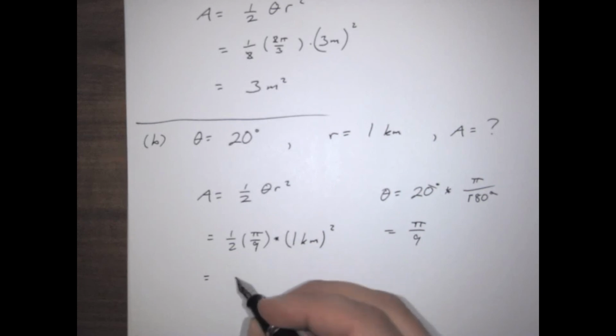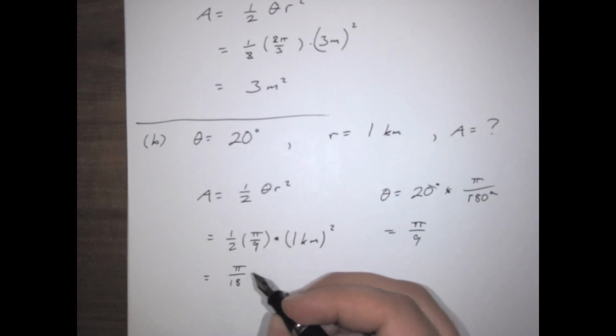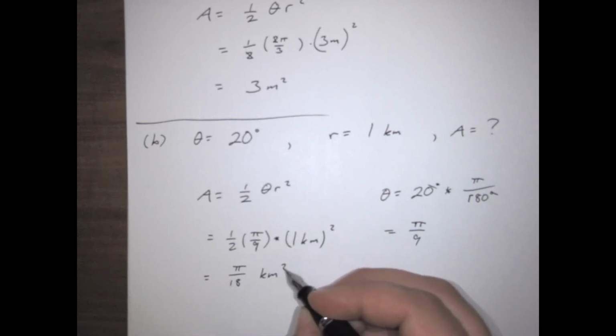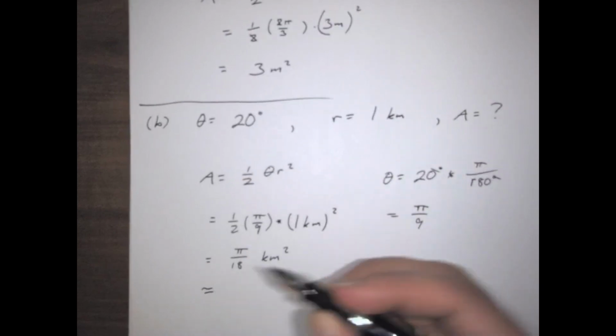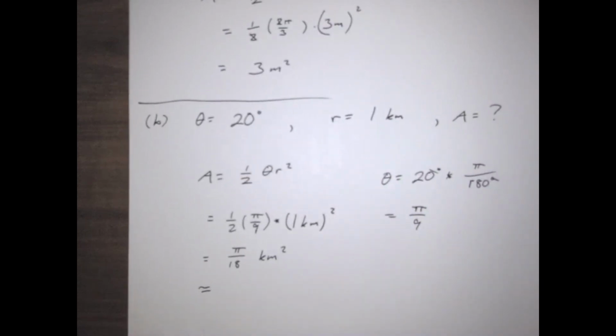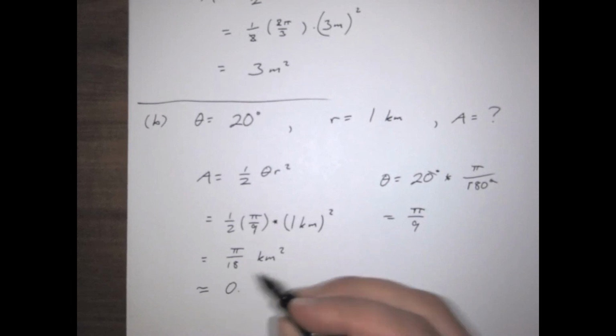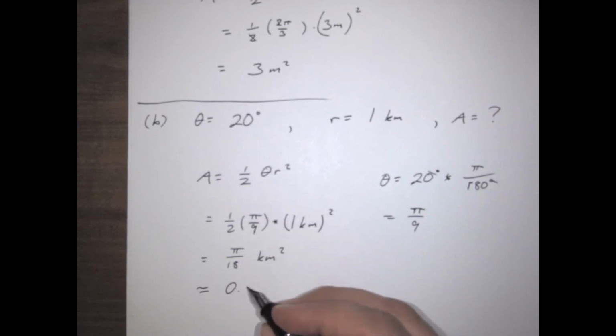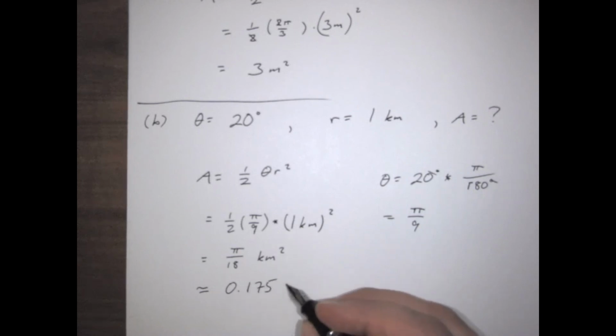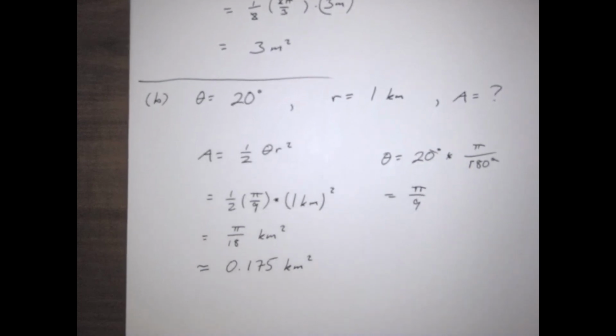So it's just going to be pi over 18 square kilometers. But of course, if somebody asks you how large is the dispersal pattern of such and such ray, and you say it's pi over 18 square kilometers, that would not be very helpful. They would rather you actually gave them a specific number. So I will go ahead and do the division. According to my calculations, it is 0.175, if I round it, square kilometers. All right.